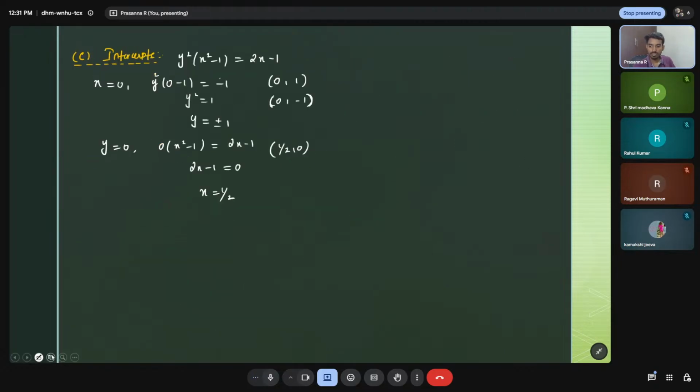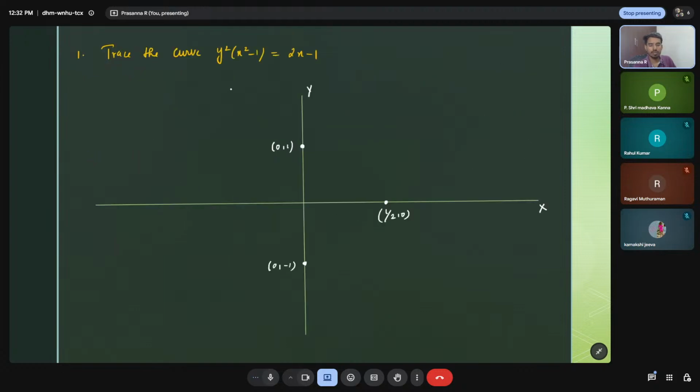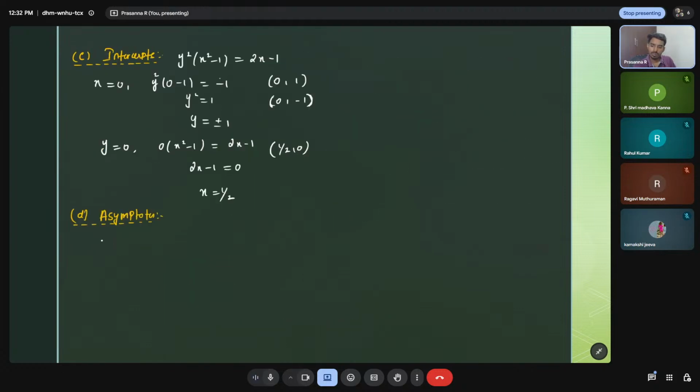Now we need to find all asymptotes. First we will find all asymptotes parallel to x-axis, then asymptotes parallel to y-axis, and then oblique asymptotes. There won't be any oblique asymptotes for this curve. You can check it out, right? You will not get m.